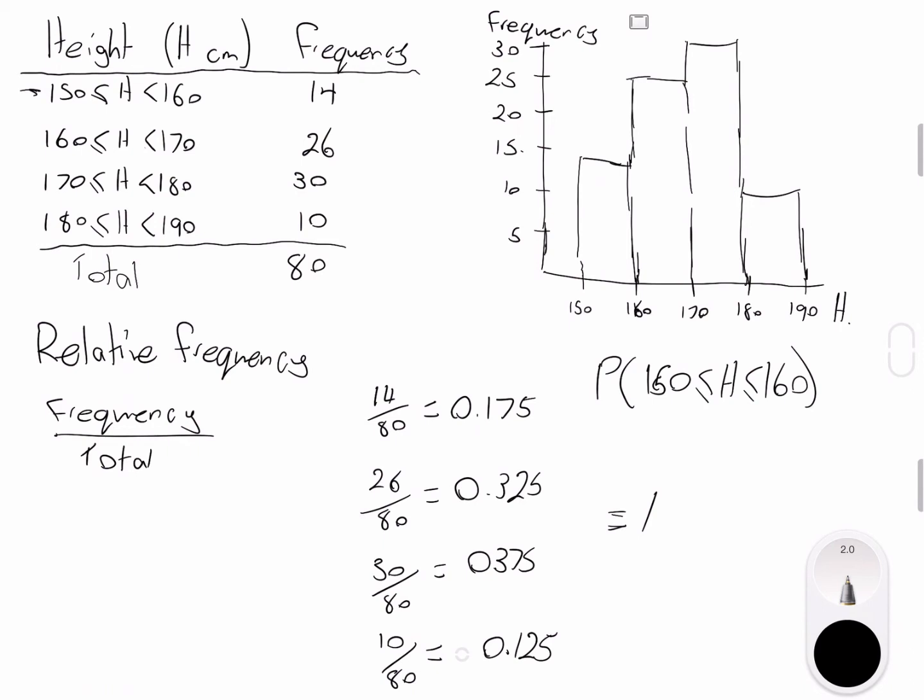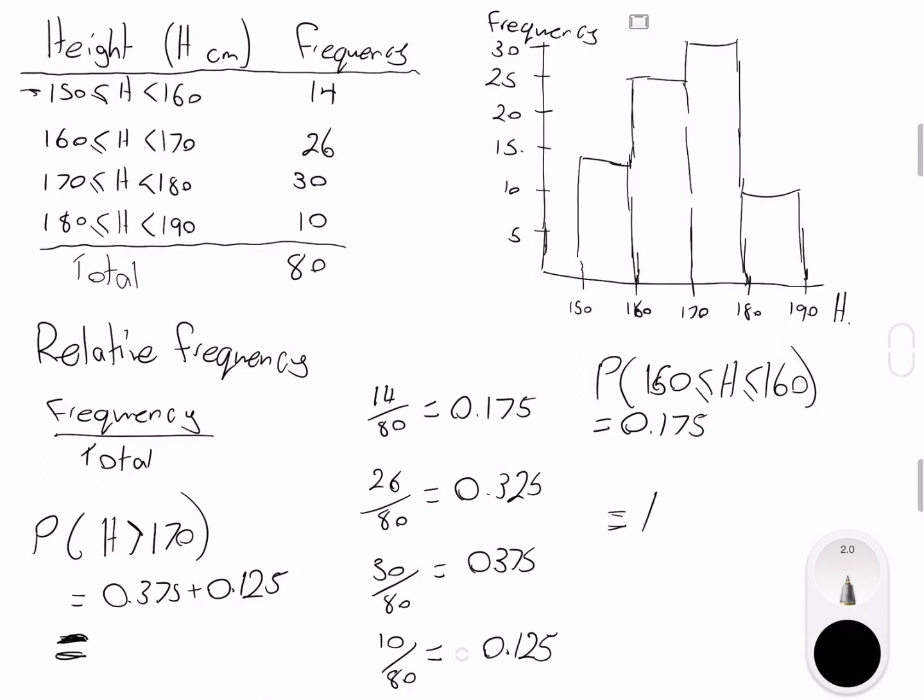Alright, so probability that they're between those heights there, well, we just use our relative frequency, which is just equal to 0.175. Now, if we wanted to find that the student is taller than 170 centimeters, we would write it as the probability that height is greater than 170. And in this case, we get our relative frequencies for 170 to 180, and we add to it the relative frequency from 180 to 190. So what that's going to be equal to is 0.375 plus 0.125, which in fact is equal to 1/2. And that's what we've got.